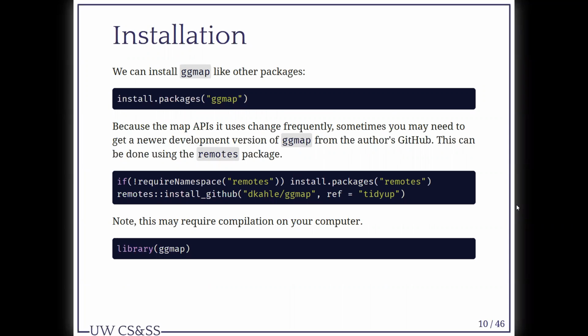So for the installation of ggmap, you can install it just like any other package, saying install.packages ggmap. But because the map APIs, i.e. Google, it uses change frequently, sometimes you may need to get a newer development version of ggmap straight from the author's GitHub. This can be done using the remotes package. So if you just run these 2 lines, it will get the most recently updated version of ggmap right from the author's GitHub before it goes on the CRAN.